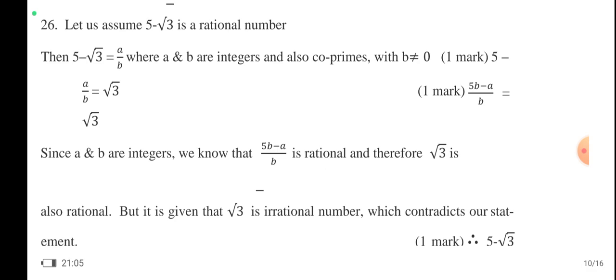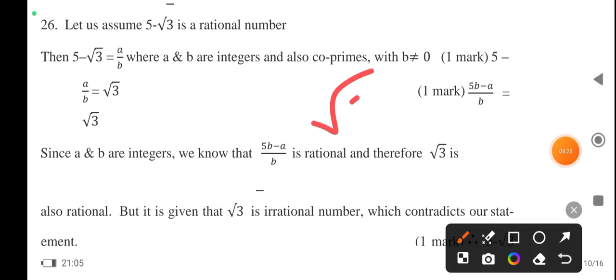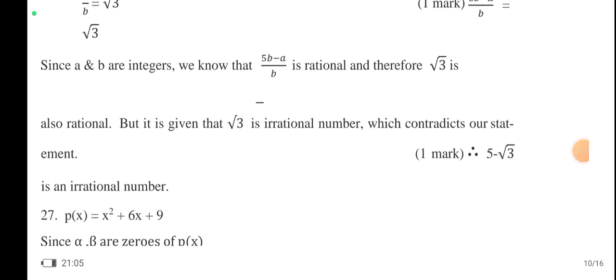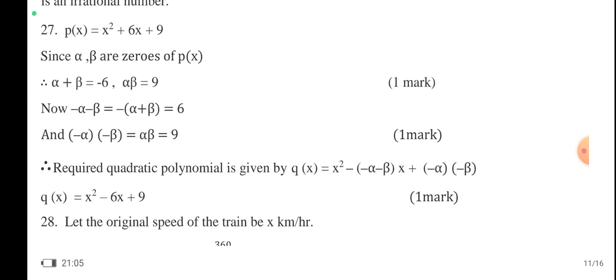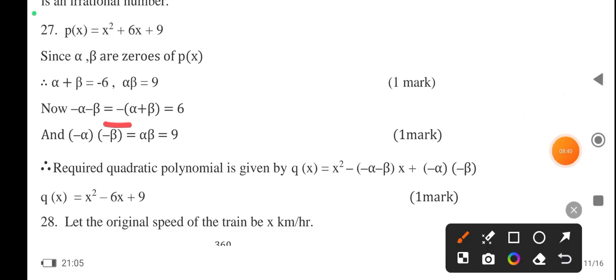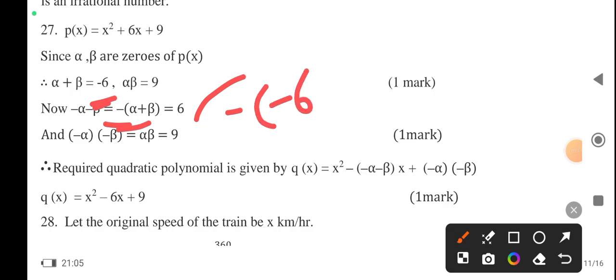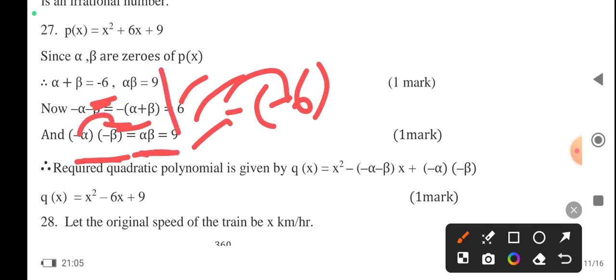26, 5 minus root 3 is irrational. They themselves have given root 3 is irrational. If they have not given root 3 is irrational, then prove root 3 is irrational and proceed. If they themselves have given that root 3 is irrational, no problem, this you know very well. 27, they have given alpha and beta as the zeros. So when you are adding, take minus common: alpha plus beta is negative of negative 6, minus of minus 6, that is plus 6. Alpha beta value, already we are getting minus into minus, plus alpha beta, that is nothing but 9. Apply the formula and get the answer, that's it.